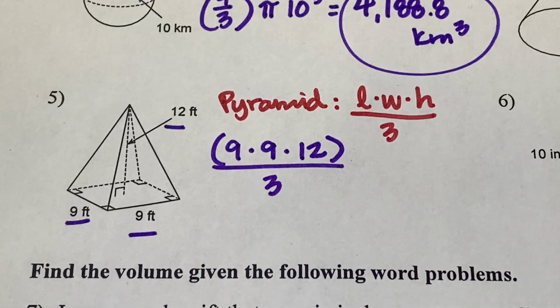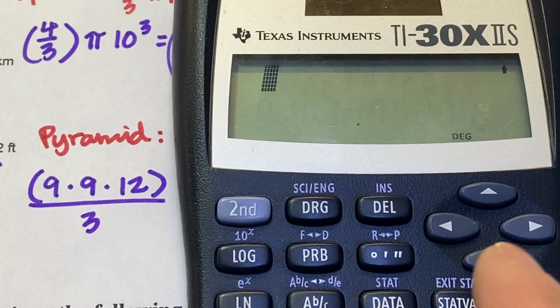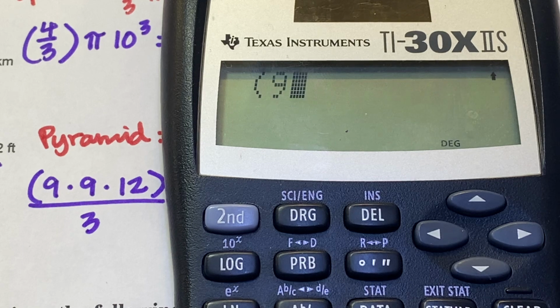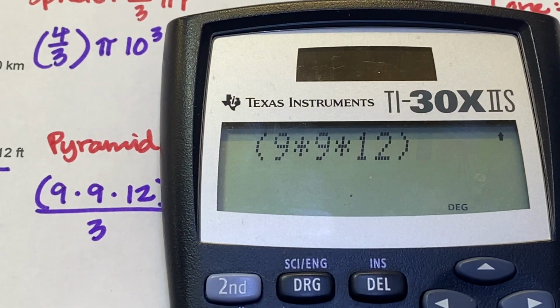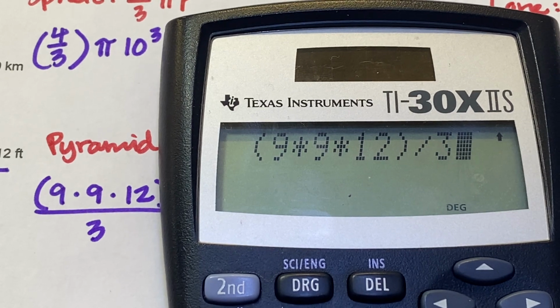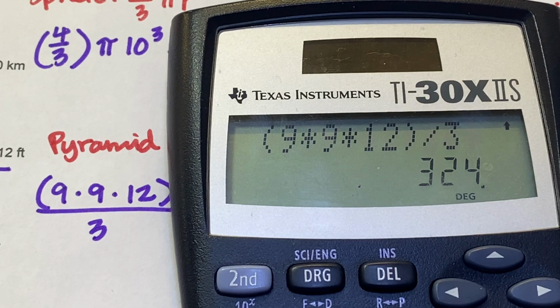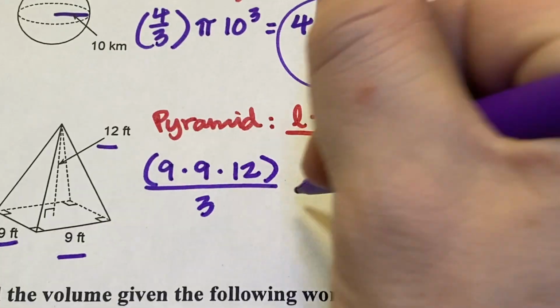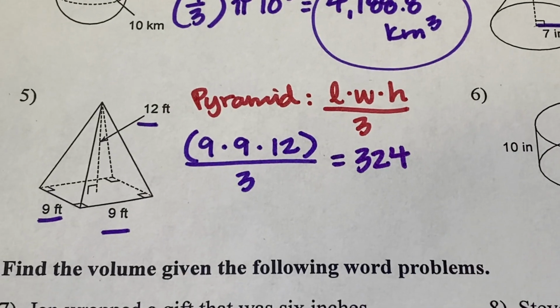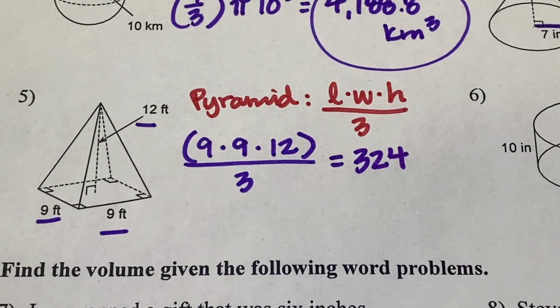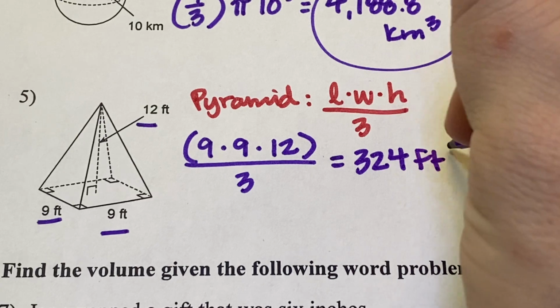So everything on top, I put parentheses around. Parentheses, 9 times 9 times 12. Close parentheses. Divide by 3. Ooh, that's nice and pretty. 324. Beautiful. No rounding required. 324 what? Oh, feet. Feet cubed.